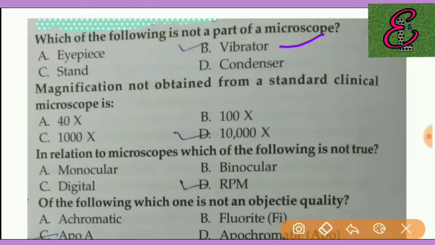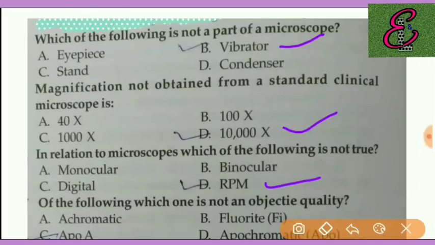Second question, magnification not obtained from a standard clinical microscope is 10,000x. Next question, in relation to microscope, which of the following is not true? The right answer is RPM.